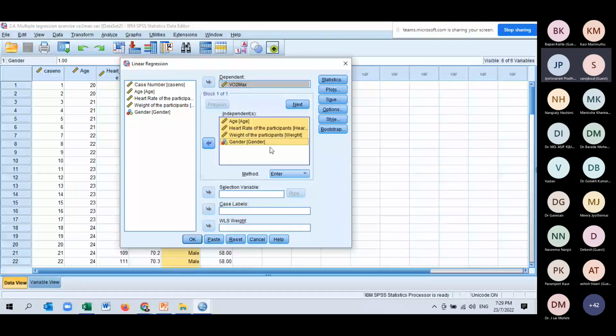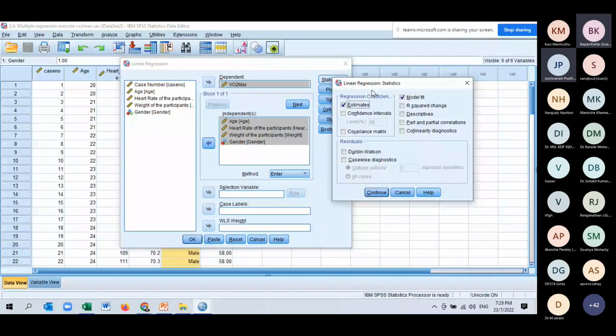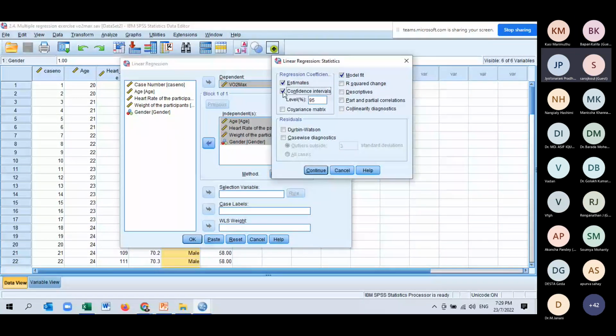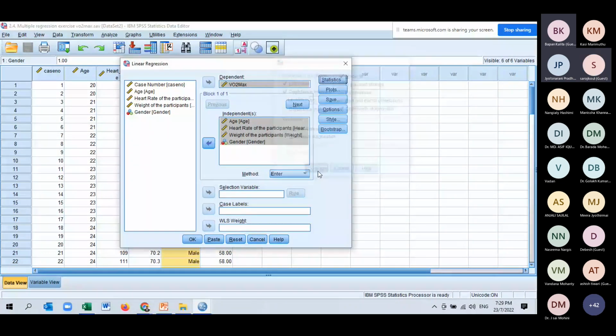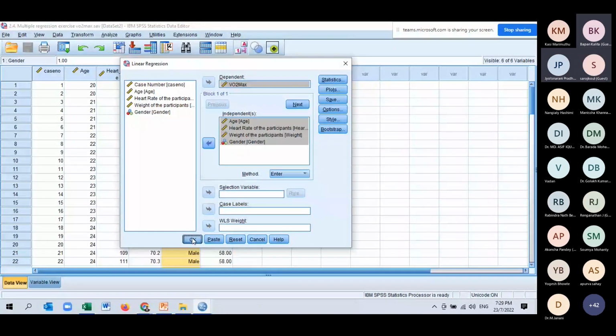So click Statistics. Confidence interval can be chosen. The collinearity diagnostics can be chosen. One of the assumptions, multicollinearity, can be tested using these collinearity diagnostics. Have you all done? Yes, sir. So once you're done, click Continue, then click OK. You will get the output.